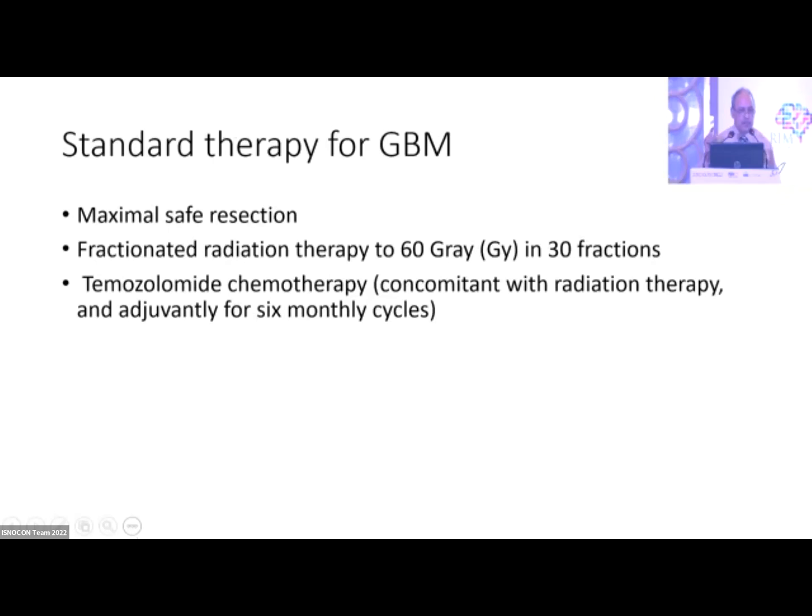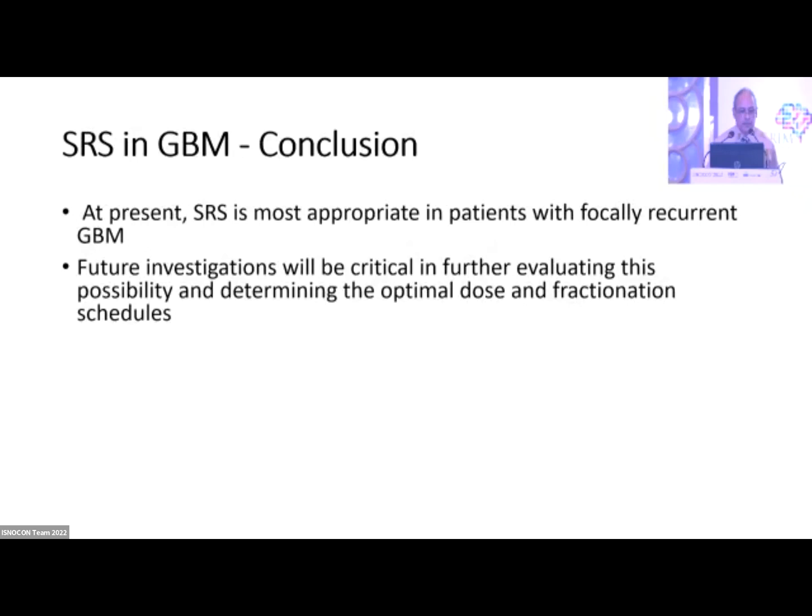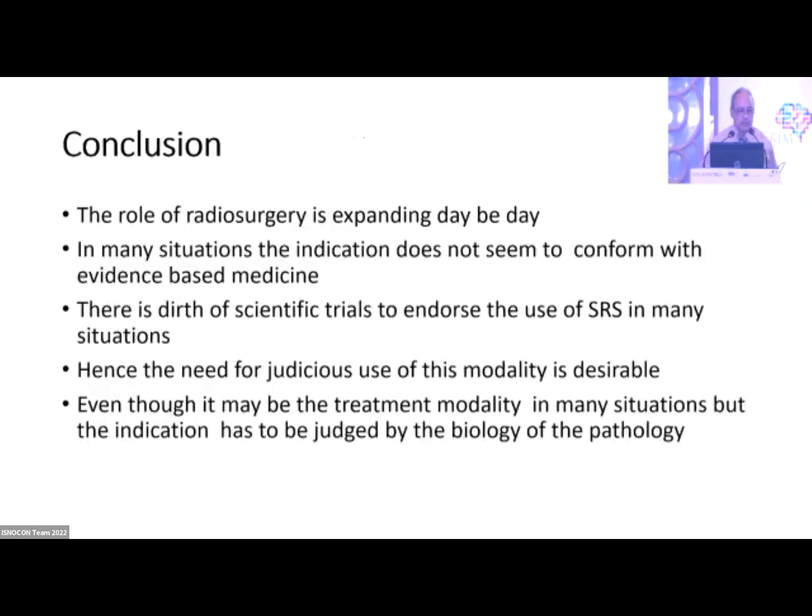So the standard treatment for GBM still should be maximal safe resection, fractionated radiotherapy to 60 Gy in 30 fractions, and then of course chemotherapy should be added. So in conclusion, SRS is not appropriate in most patients, except in focal recurrent GBMs. And a lot needs to be done in the future to understand the situation.